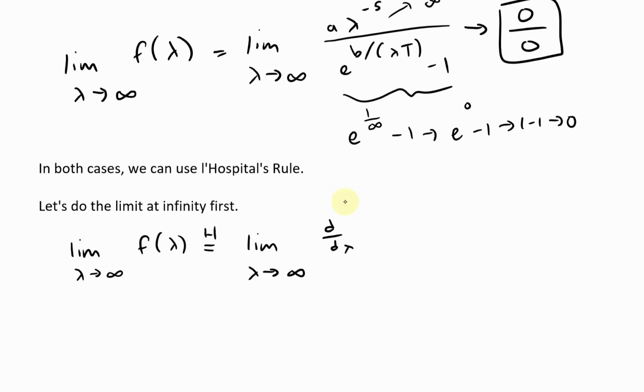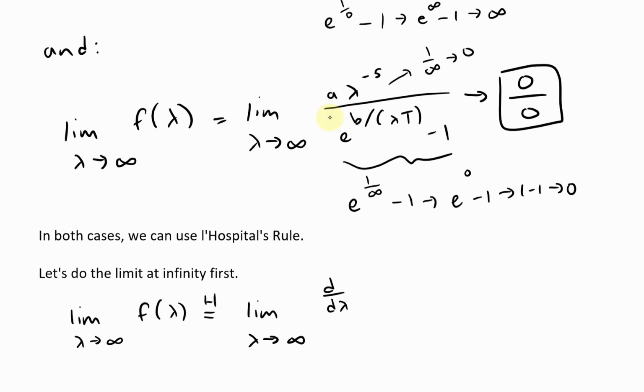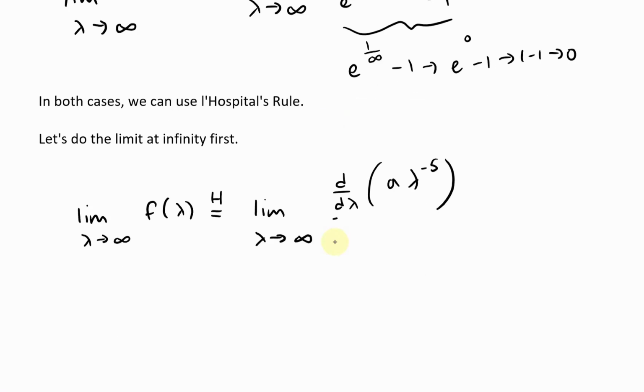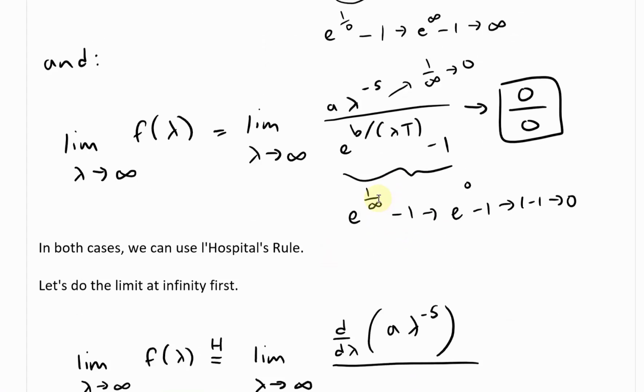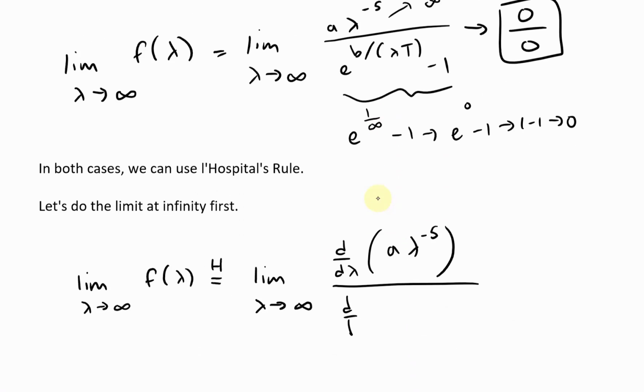d over d lambda of this top part, which is a lambda to the -5, like that. Then we divide this by the derivative of the denominator, d over d lambda of this bracket, e to the b over lambda t, then minus 1.